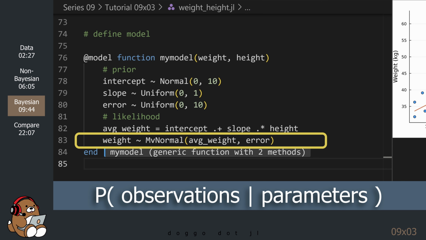Recall that the likelihood is the probability of the observations given the parameters. In this example, the observation is the weight for any given height. Our belief here is that the distribution of the weight is normally distributed with a mean value of the average weight and a standard deviation of the error.